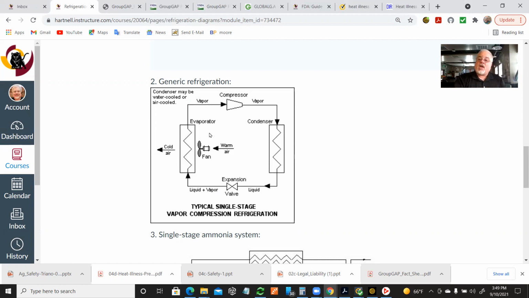Because what's happening? The liquid is turning to gas. And as the liquid refrigerant turns to gas, you end up getting really, really cold. As it boils, it gets colder and colder and colder. And then you have some sort of a fan. You've got to blow that air around. It's not good enough in many cases.